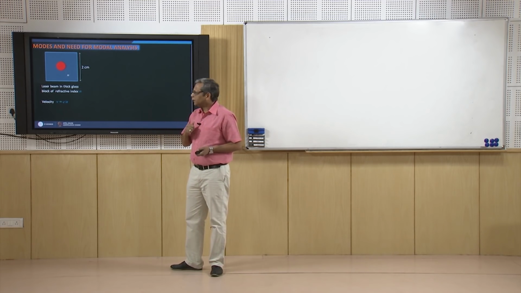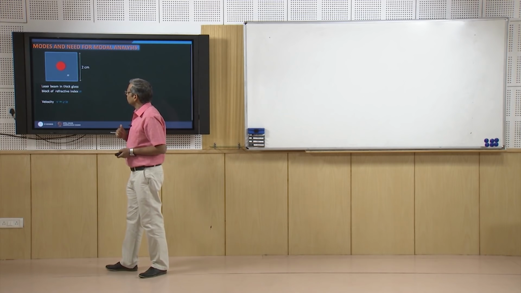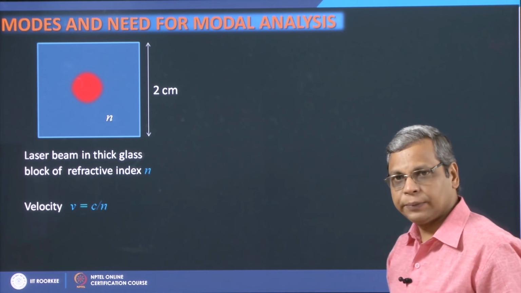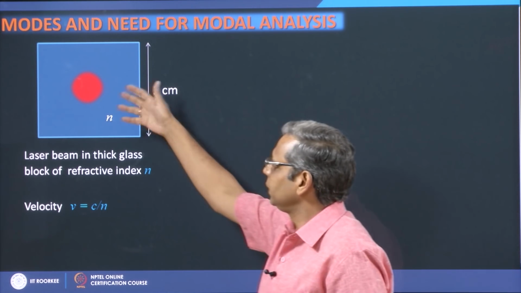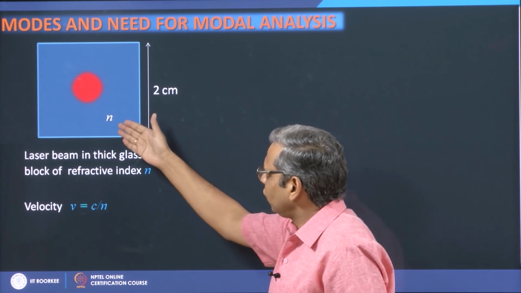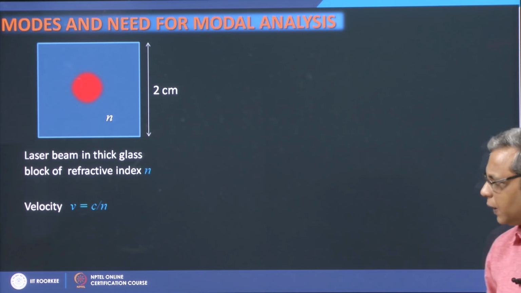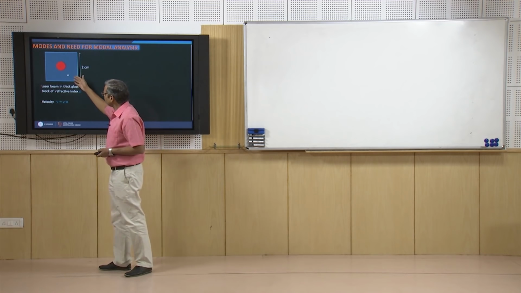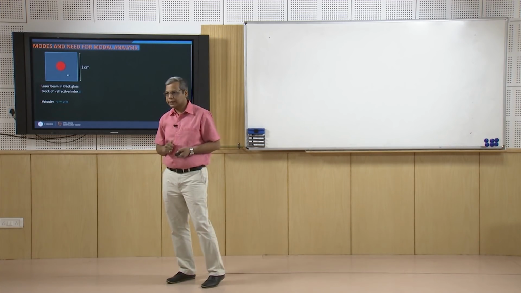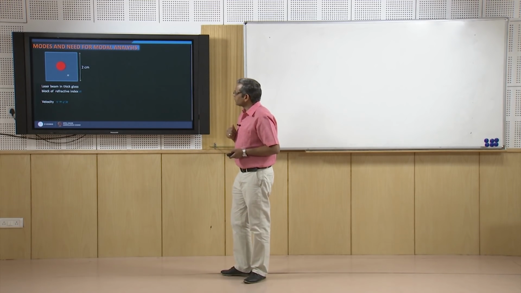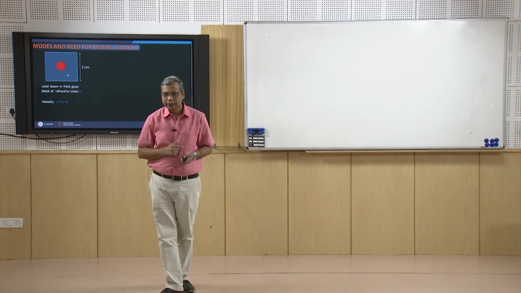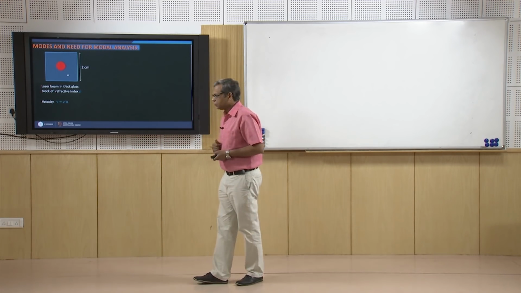Now let me take a laser beam and send it through a thick block of glass, which is, let us say, 2 centimeter by 2 centimeter, and this laser beam has dimensions maybe 5 millimeter across, and the refractive index of this glass is n. Then I know the velocity of light in this block of glass of refractive index n is c by n, where c is the velocity of light in free space. My question is, if I have a certain field pattern which is propagating in the fiber, what velocity would it have? So let us see that.